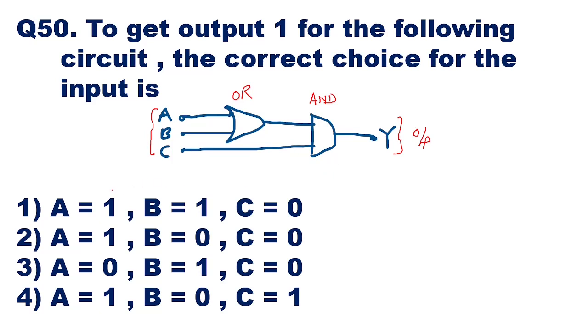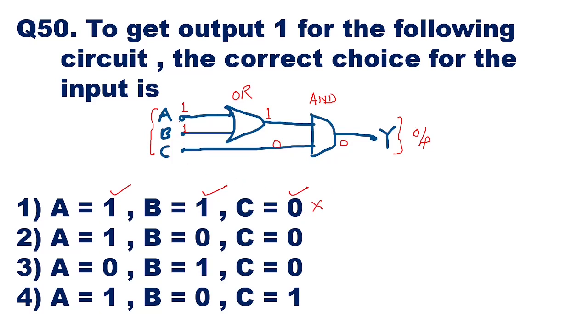The first option says that A is equal to 1, B is equal to 1 and C is equal to 0. So for 1, 1, the output here will be 1 because of the OR gate. When both the inputs are high, the output is high, and C is 0. So 1 into 0 is 0, and the output here will be 0 for the AND gate. So the first option is not going to work, as the output is not coming as 1.